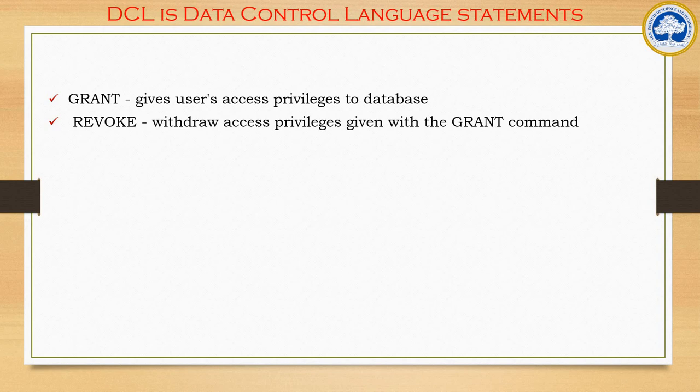And once their work is finished, we don't want to give the same privileges to those users any further, so we want to remove that access. That is the second functionality, revoke. It is withdrawing the access privileges given with the grant command. These two things come under the DCL, that is, data control language statements.